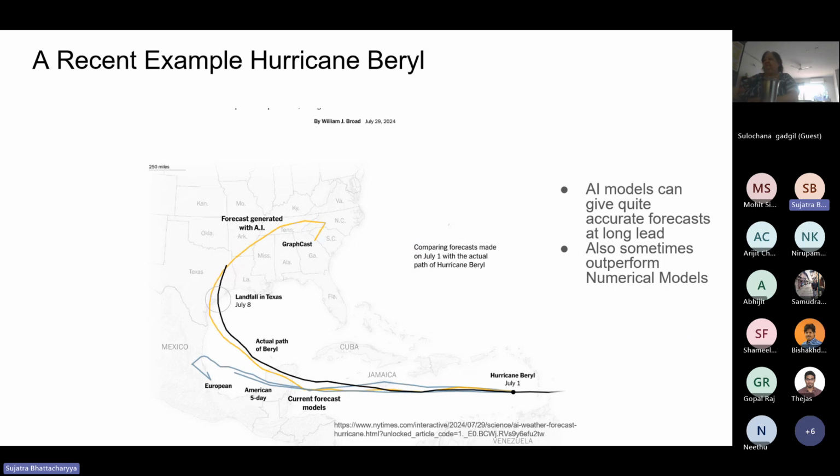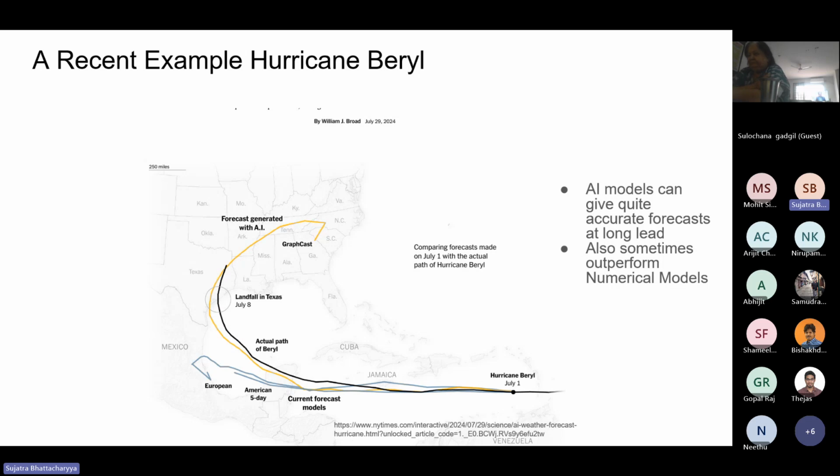And this is one recent example. This was Hurricane Beryl, which hit, I think, on the 1st of July. On the 1st of July, forecasts were given by NCEP and ECMWF. So this is the ECMWF path as forecast on the 1st of July, and this was the NCEP forecast. And this was the actual path.